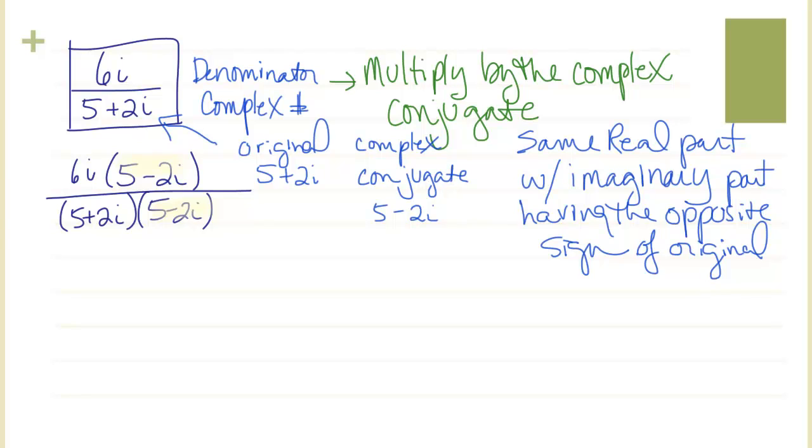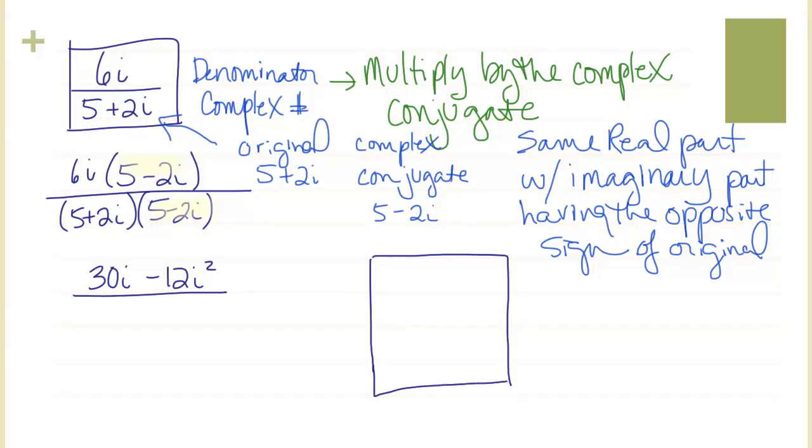6i times 5 is 30i, 6i times negative 2i is negative 12i squared, and hopefully you see that that i squared will turn it into a real number in just a minute. I'm going to do the work for the other part off to the side, because when we do this, I'm going to do it with the box. I might not show it every time, because when you see what happens, you'll see why it works, and you'll see why you don't want to do the box every time.